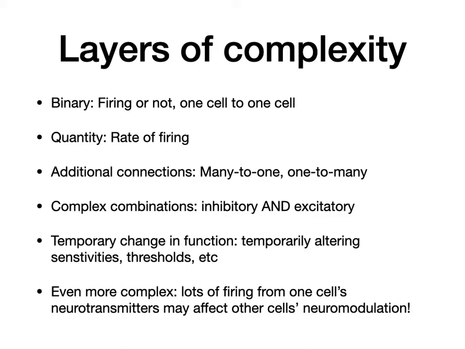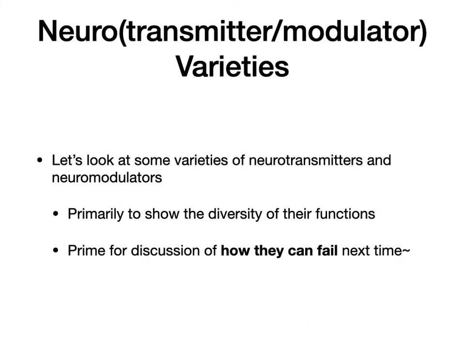So let's talk about some varieties of neurotransmitters and modulators, and just cover the kinds of things that exist in this realm and what they typically do in the brain. Primarily just to show you that there's diversity in the function, right? It's not just one kind of neurotransmitter banging against the wall. But also we want to prime for a discussion of how they can fail in the next lecture. Some interesting stuff going on there.